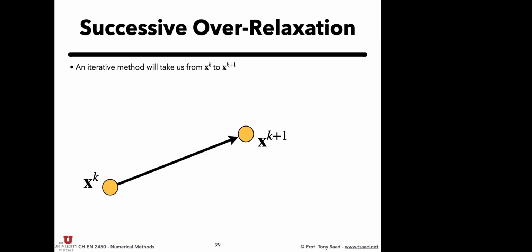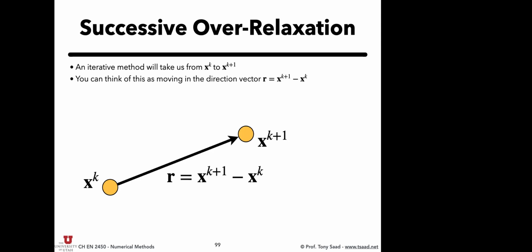You can declare this as a vector in n-dimensional space, okay? So think of this as moving in the direction of the vector r, which is xk plus 1 minus xk. Technically, that's the difference between our updated solution and our old guess. But visually, it is a direction that your solution recipe is taking to achieve a solution.